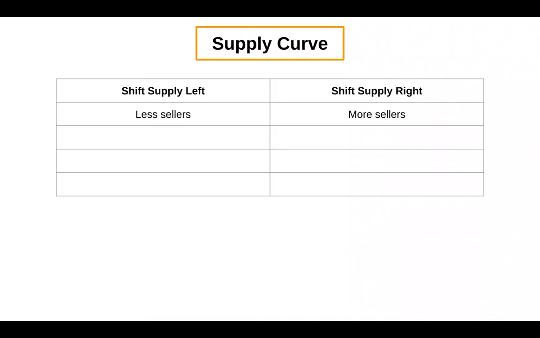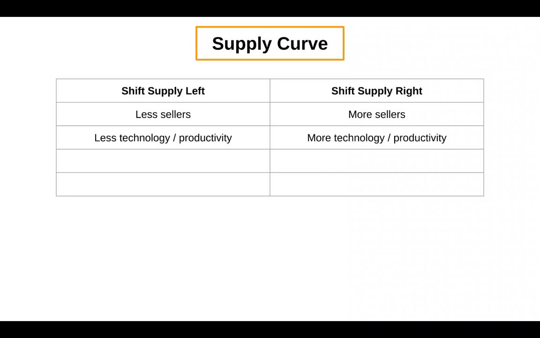Finally, before we do some practice at the end, I do want to talk about what can move the supply curve. Of course, this is not necessarily an exhaustive list. This is simply probably the four that AP asks about the most. So first is the number of sellers. Fewer sellers would move supply to the left. More sellers would move supply to the right.